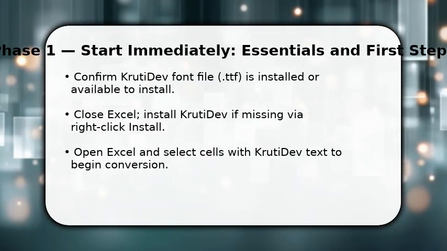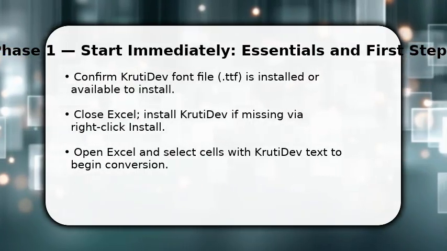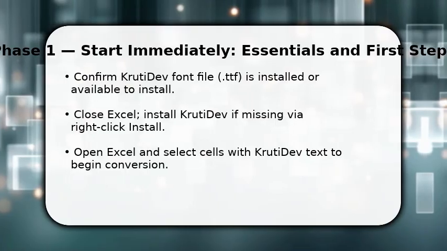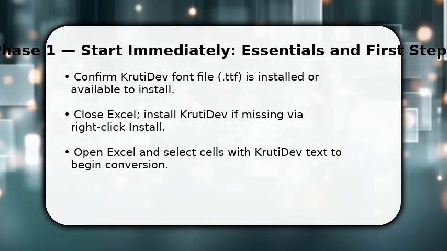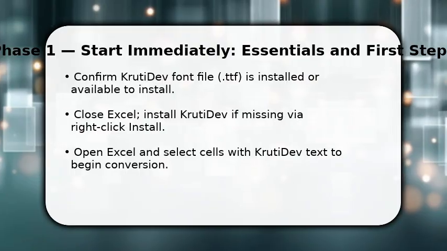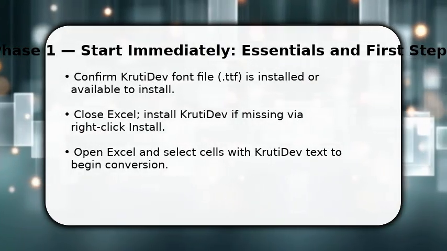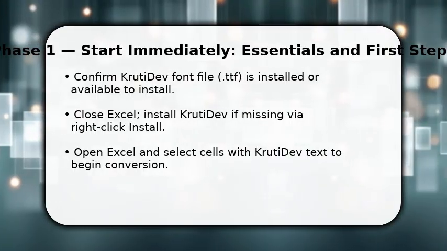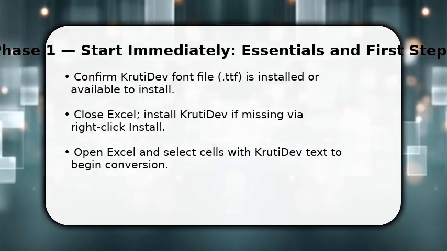You already have the Krutidev text and the font file. Start now. First, make sure Krutidev is installed in Windows Fonts because Excel reads system fonts only. Once done, close Excel and reopen to refresh the font list. Next, select the cells that use Krutidev. If the font is not installed, right-click the TTF and choose Install, then reopen Excel. This prepares Excel to map characters correctly when you switch to Mangal font later.